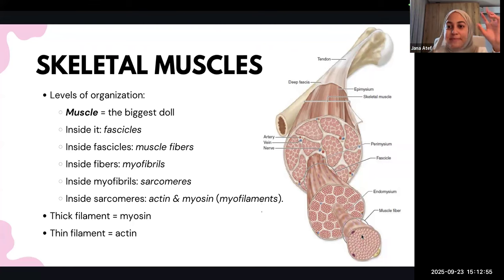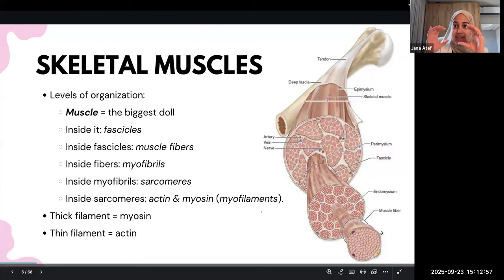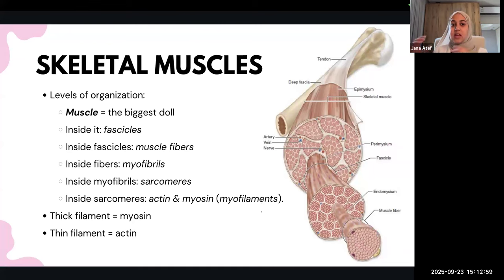So again, the big one is the muscle. Inside it, you have fascicles. Fascicles are the groupings of muscle fibers, okay? So the groups of muscle fibers are a fascicle. Now, inside the muscle fiber is a myofibril. The myofibrils contain the sarcomeres, okay? Inside the sarcomeres, you have the myofilaments, okay? Myofilaments are the thick filament and thin filament, okay? This is from the sliding filament theory. These are the actual contractile units, okay? So the thick filament is made of myosin, and the thin filament is made of actin.